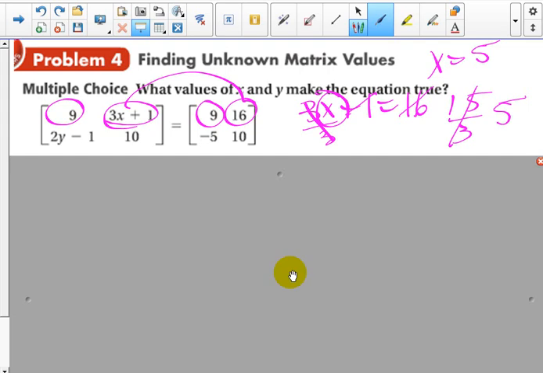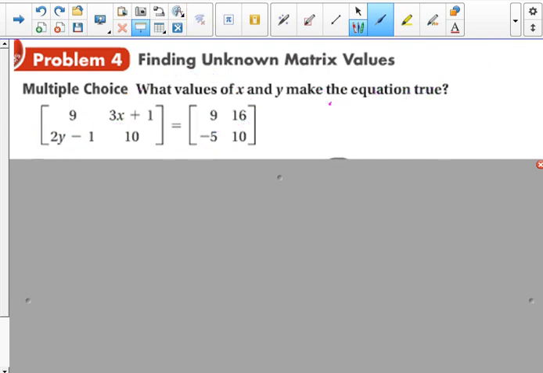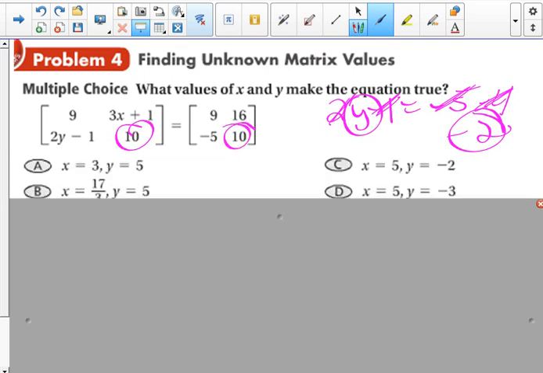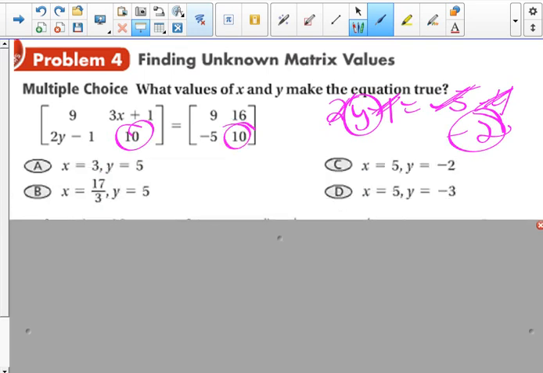Okay, so we've solved that. Now let's do y. 2y minus 1 equals negative 5. Add 1 to each side, and I get negative 4. Divide each side by 2, and I get negative 2. So y is equal to negative 2. And then 10 is equal to 10. So I've solved for x and y.